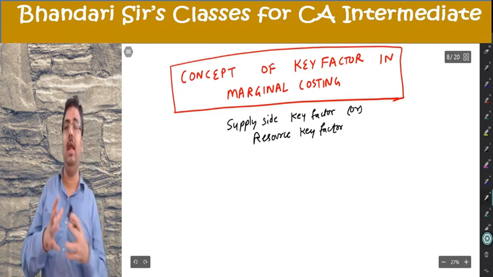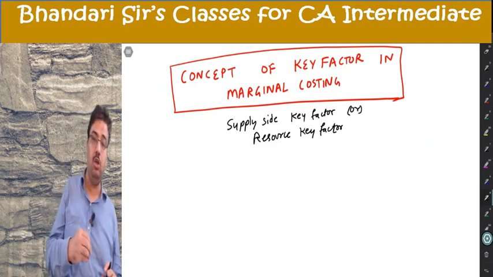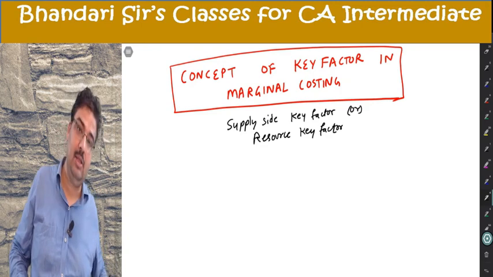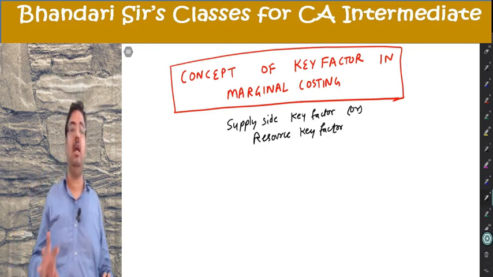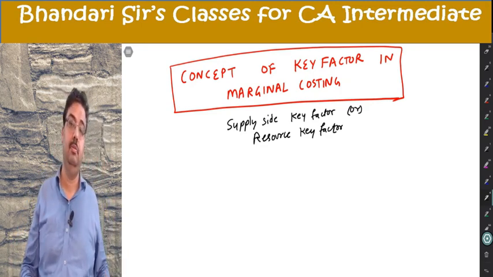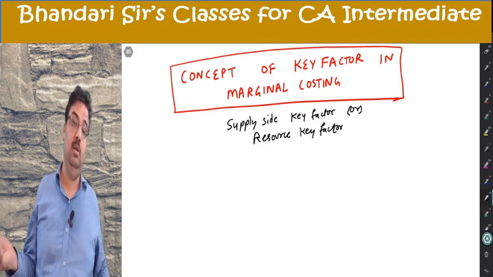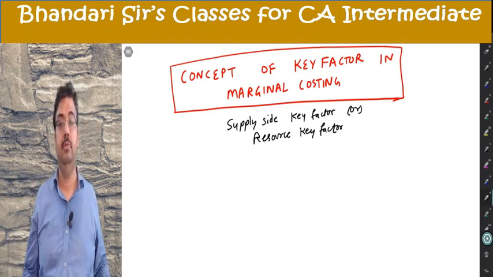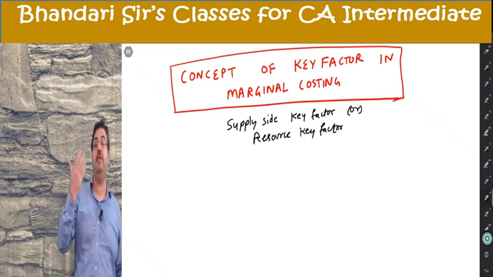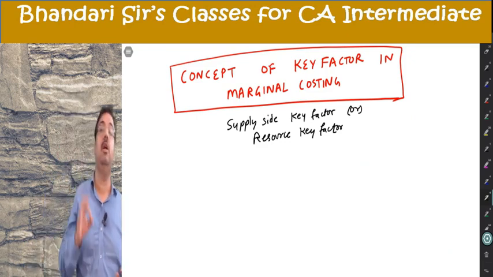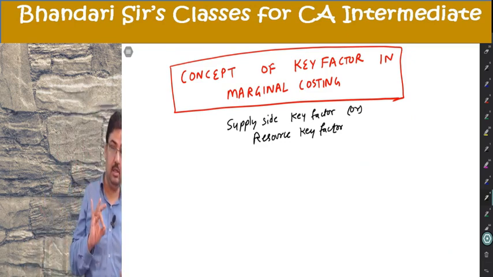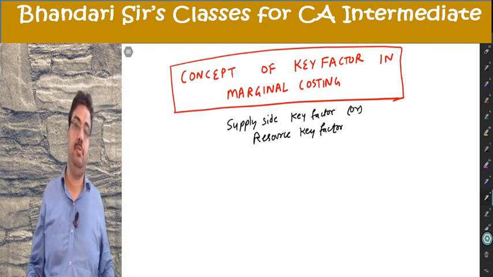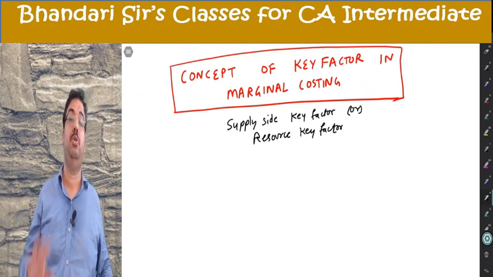I can sell 1 lakh units, but every unit wants 2 kg of material. I need 2 lakh kg of input. Availability in market maximum is 1,50,000. So I have to reduce my production to 75,000. I'll be able to sell only 75,000. That is called resource key factor. Resource key factor can be lesser availability of material, labor hours, machine hours, power, any other resource. There is limitation of any resource.